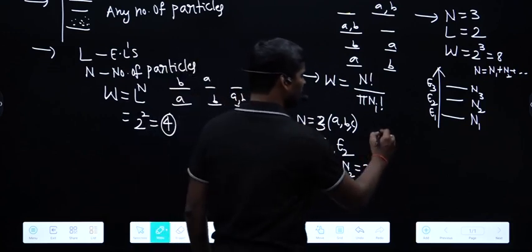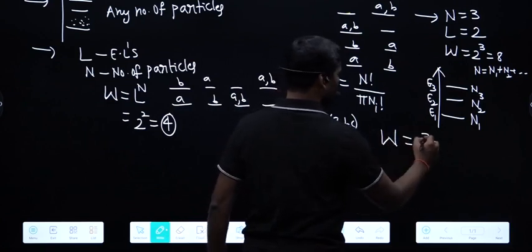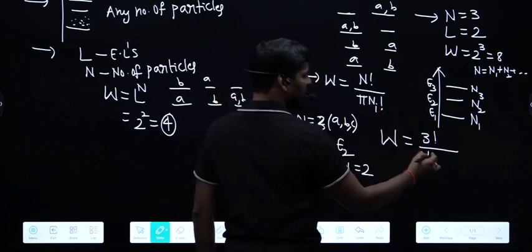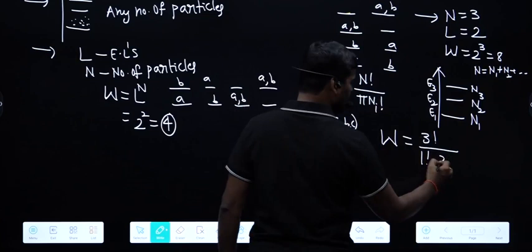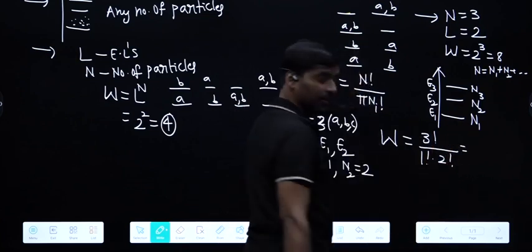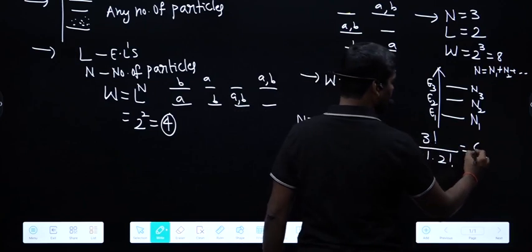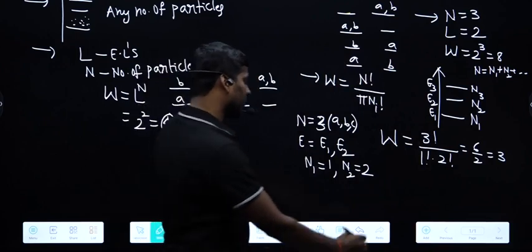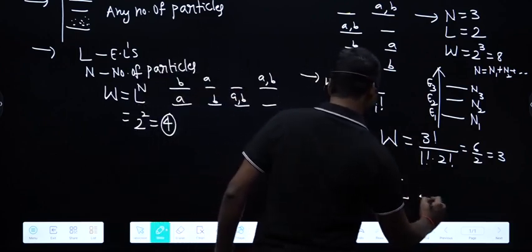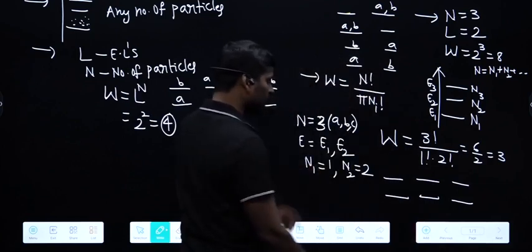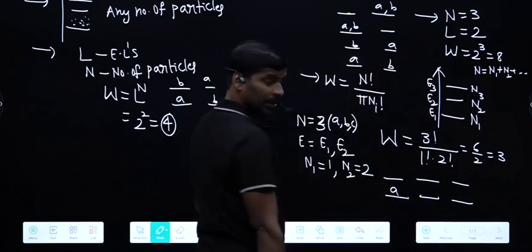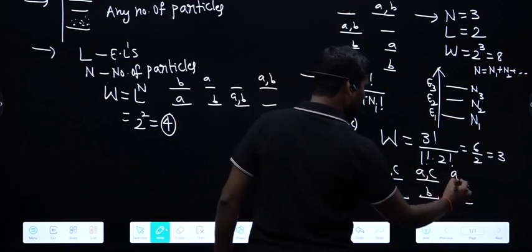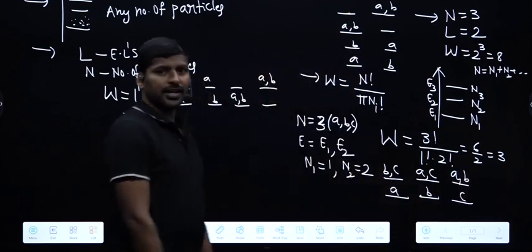And the formula is W is equal to N factorial, where N is the total number of particles, 3 factorial, by N1 factorial, that is 1 factorial, pi means product, into N2 factorial, that is 2 factorial. So 3 factorial means 3 into 2 into 1, 6, by 2 into 1, that is 6 by 2, which is 3. In 3 ways we can arrange it. First I place A in the E1 level and B, C in the E2 level, next B in E1 and A, C in E2, next C in E1 and A, B in E2. So these are the 3 possible arrangements we have.